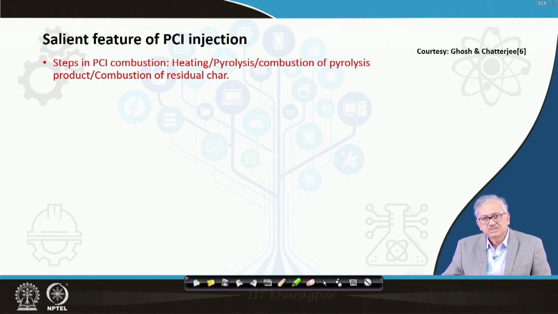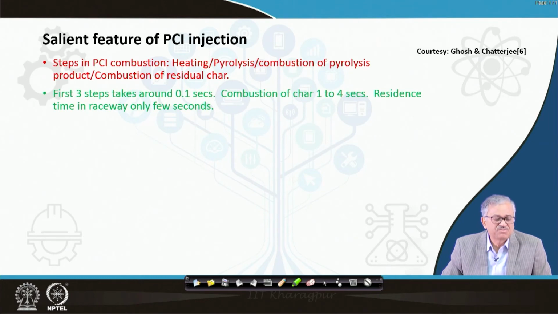When pyrolysis takes place, volatiles will come out, and the product of pyrolysis, this volatile, has to be burned out, so then the combustion of the pyrolysis product, and finally the combustion of the residual char, whatever char you get, that also has to be burned. Now, it has been found that the first 3 steps, heating, pyrolysis, and combustion of the pyrolysis product, take place within 0.1 second. It does not take too much time, but the major time is taken by the char combustion. Combustion of the char takes 1 to 4 seconds, but you must keep in mind the residence time in the raceway is not very high.